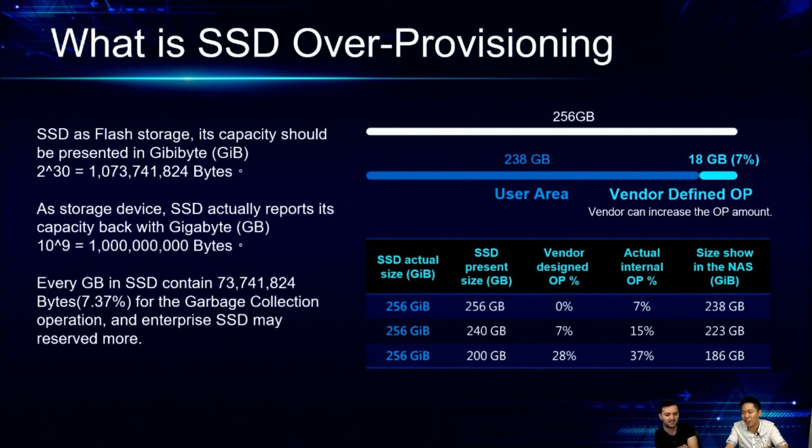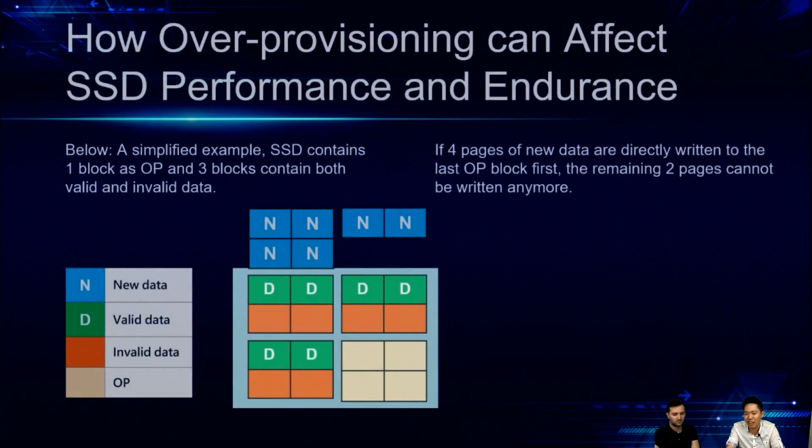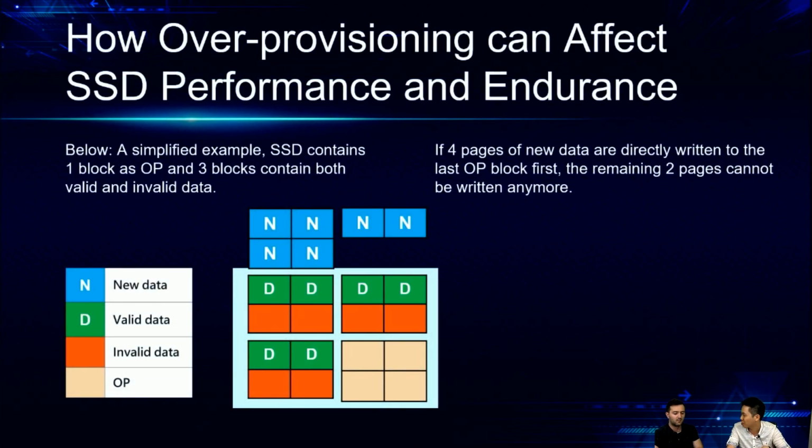Right now we all know that because of the unit calculation difference, the SSD will reserve some space to improve its internal operation. For more advanced SSDs, for example the SSDs used in data centers, they may reserve more space. This is what we call over-provisioning. But why? Here is the slide that will introduce and explore this over-provisioning concept.